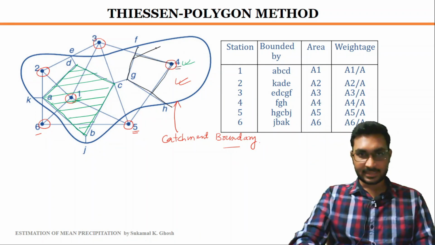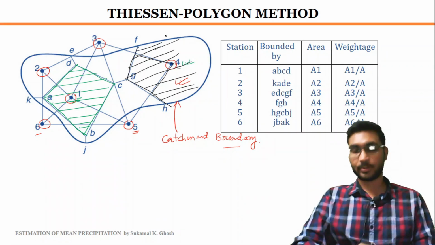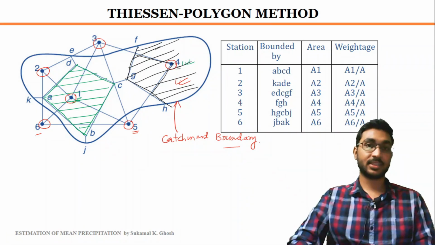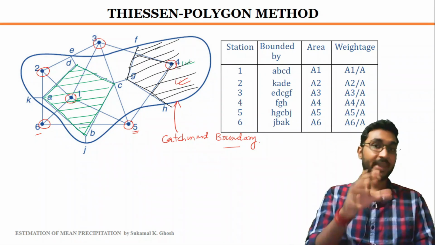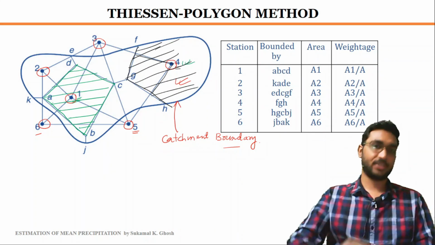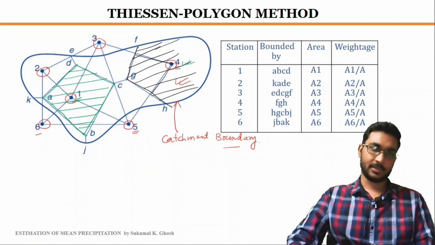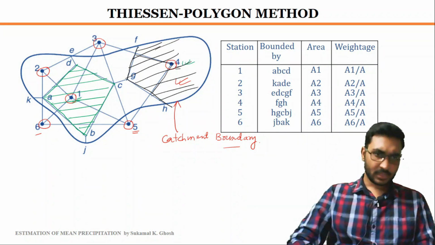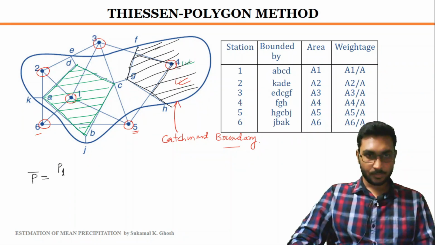So this is the area for rain gauge station 4, or you can say this is the weighted area of the rain gauge station 4. In this way, we need to measure the weighted area of each rain gauge station to calculate the mean precipitation by Thiessen polygon method.